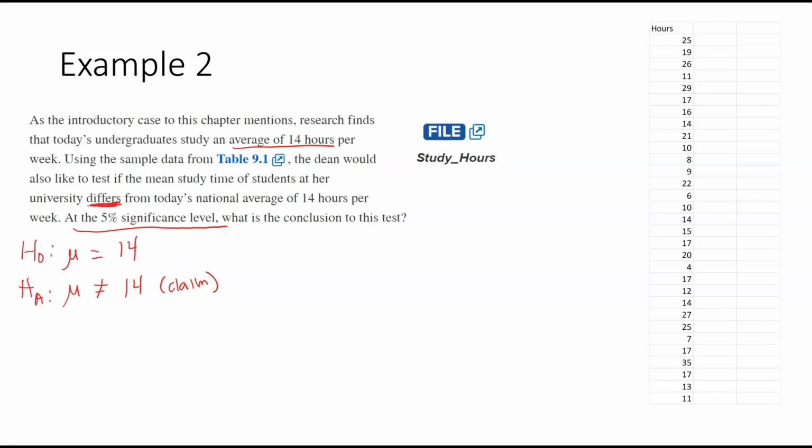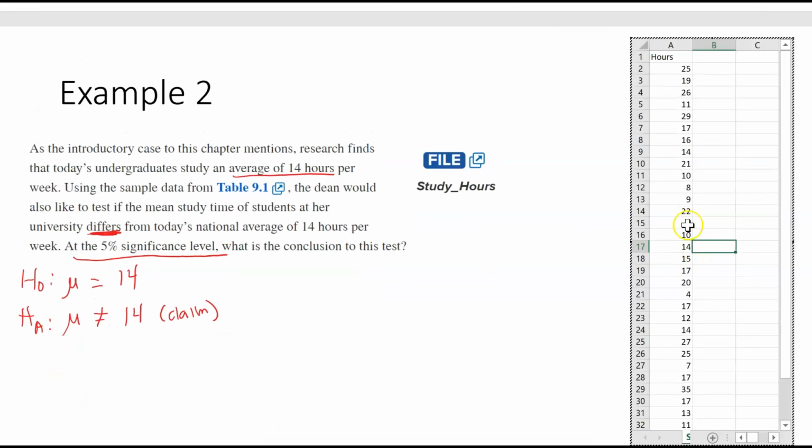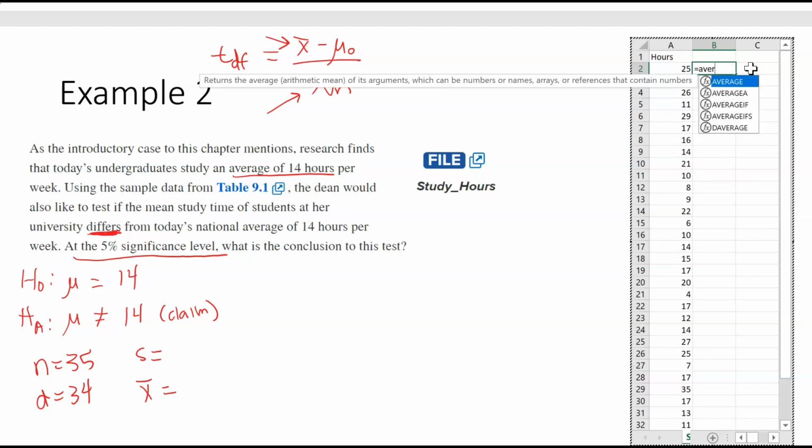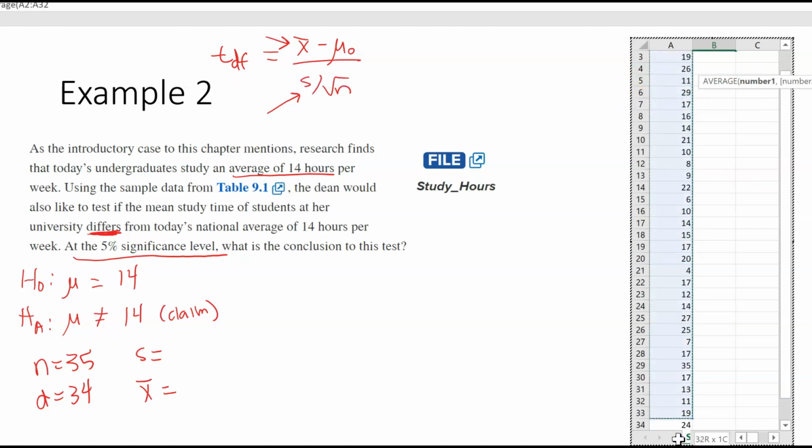So we have to use Excel because we don't really have much here. So let's go in. In this case, we can see here that there are 35 values. So we know that the n is 35, which means we know that the degrees of freedom is 34. And we need s and we need x bar to calculate. Remember, our t value is equal to x bar minus mu in question over s over root n. So we need the s and we need the x bar, and we can get that from Excel. So x bar is our average, so we'll calculate our average here.